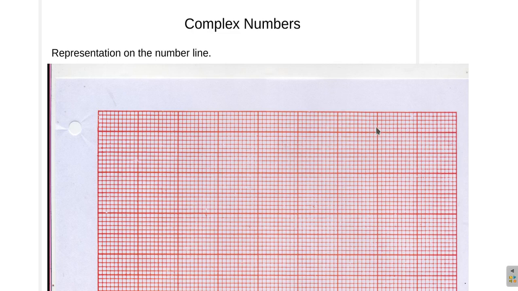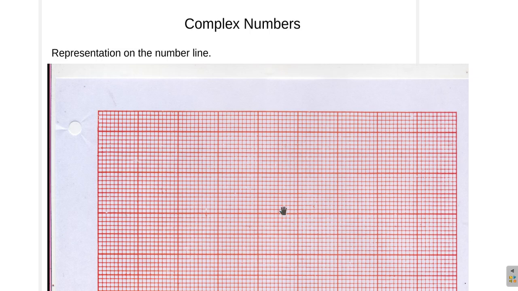We continue to look at complex numbers. What you want to do right now is see how you represent complex numbers on a number line. Looking at representation on the number line.